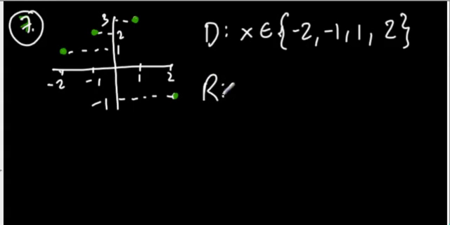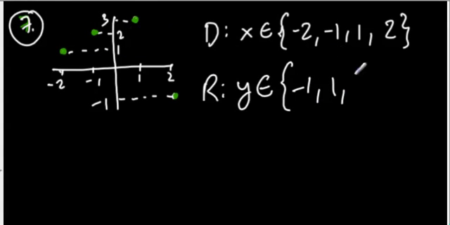Okay. Now let's look at the range, right? So again, since it's not a continuous function, we just choose the elements. In the y direction, the lowest that we have is -1. We have 1, we have 2, and we have 3. And that's it. Right. Let's look at number 8.